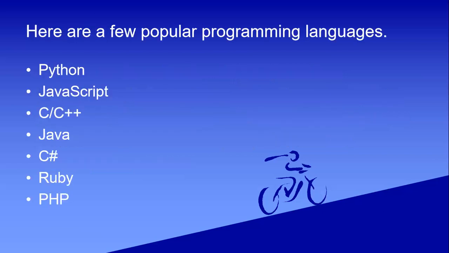Then these are a few examples of programming languages. We have Python, we have JavaScript, we have C, we have C++, we have Java. Please, Java and JavaScript are two distinct languages, so let's not get it twisted. We have C#, we have Ruby, we have PHP, and so on and so forth. So that is it.